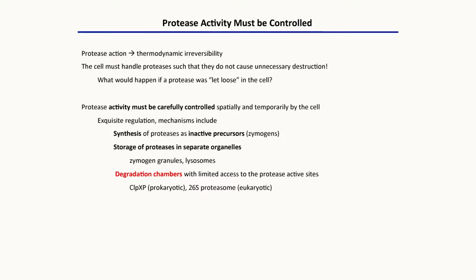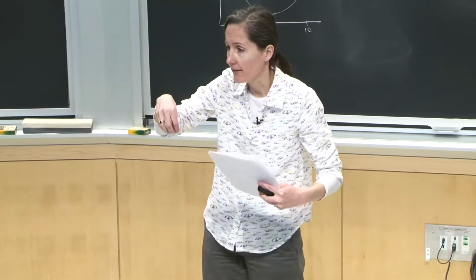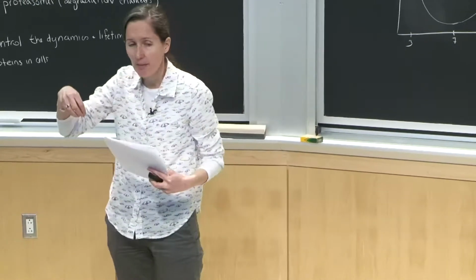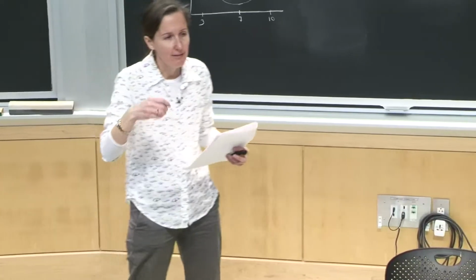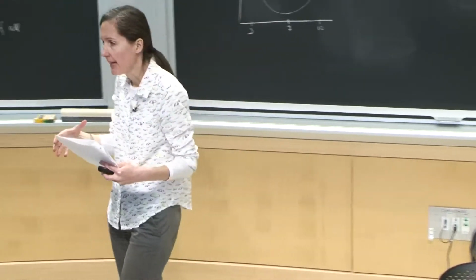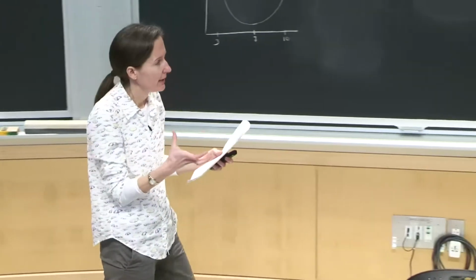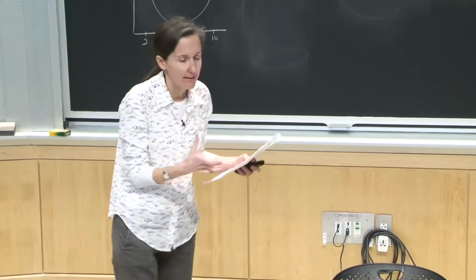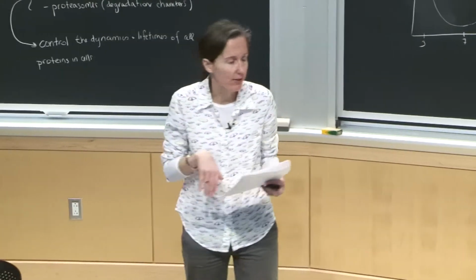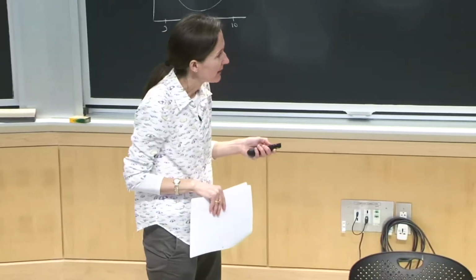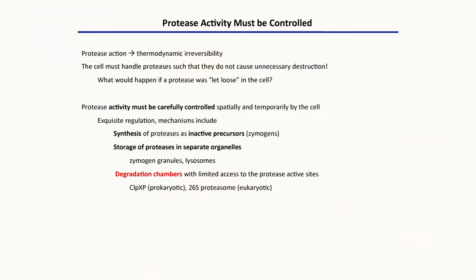And another strategy, which is really the strategy we're going to focus on as we move forward in this module, is that degradation chambers are used, such that you have this huge macromolecular machine where all of the protease activity is on the inside. And what this means is that somehow a condemned protein that needs to be degraded by this machine needs to be tagged, and there needs to be some mechanism to get it to the inside of the chamber. So effectively, degradation will limit access of the active sites to the rest of the cellular environment. So that's what we see in ClpXP and this 26S proteasome.